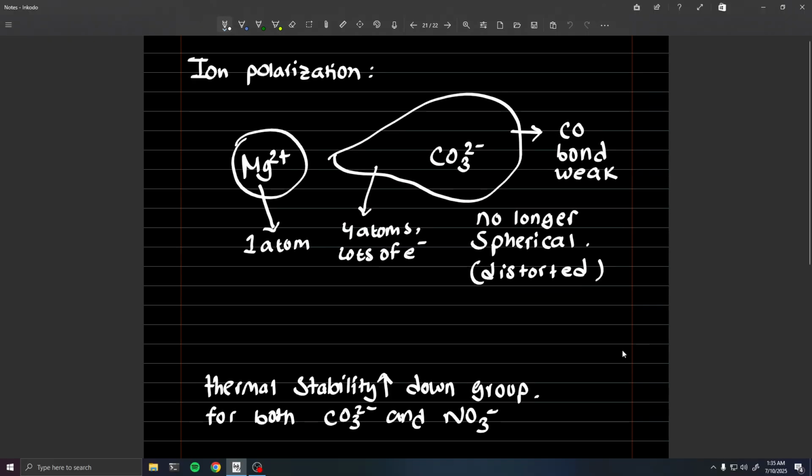Okay, now let's talk about ion polarization. Basically, we have the magnesium ion, which is positively charged. It is attracting the carbonate ion. It is attracting the electrons in it. We can see it has 4 atoms. That means it has a lot of electrons. And this spherical shape, as you can see over here, is being distorted. This is called ion polarization. The carbon-oxygen bonds become weaker.